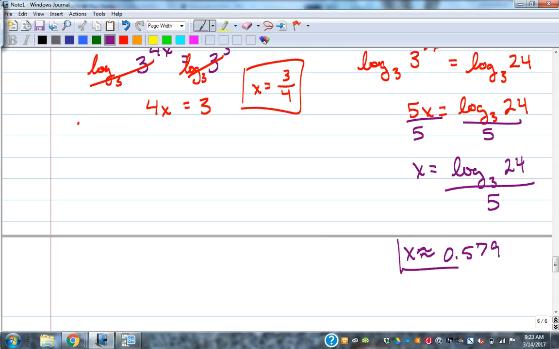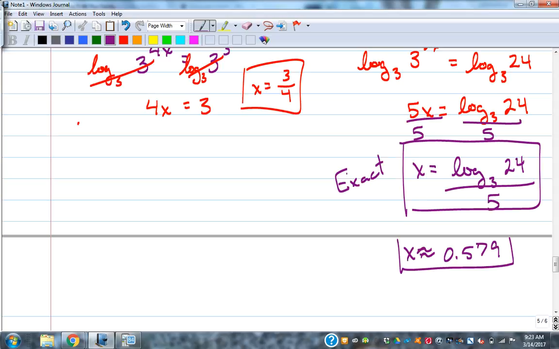How do you get the 5x equals log base 3? I took the log base 3 of each side to cancel out the base of the 3. To cancel out a base 3, you use a log base 3. To cancel out a base 5, you use a log base 5. Whatever the base is, you use the same log base to cancel it out. To cancel out an E as the base, you use natural log. Yeah, log base E, natural log, same thing. That's what you want to do.